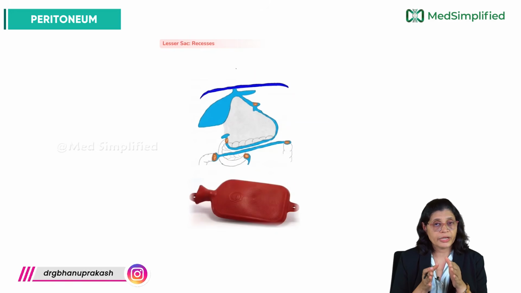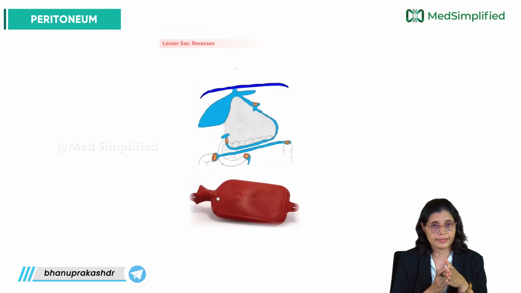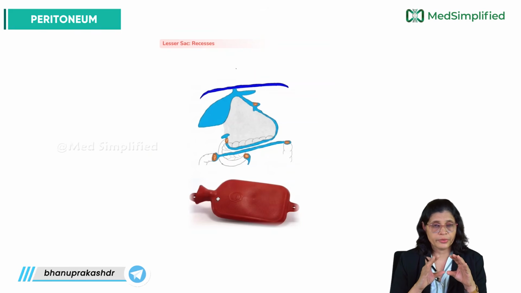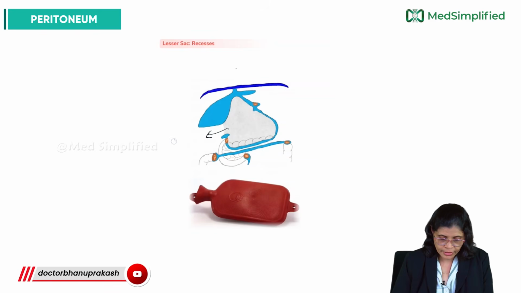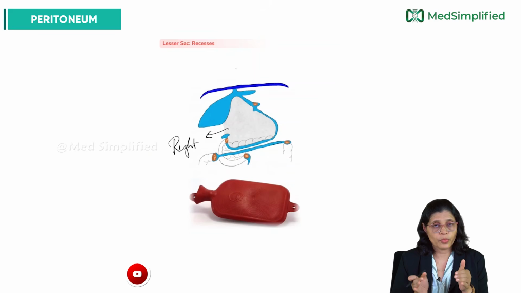So the lesser sac presents a few recesses, that is, it extends a little bit beyond, superiorly, inferiorly, as well as on the left side, and those out-pouches which are formed, we call the recesses. So we have 3 recesses of the lesser sac. The lesser sac is like a hot water bag with its neck facing to the right. So this will be the neck which is facing to the right side. So this is the bag. You can compare it to the hot water bag.